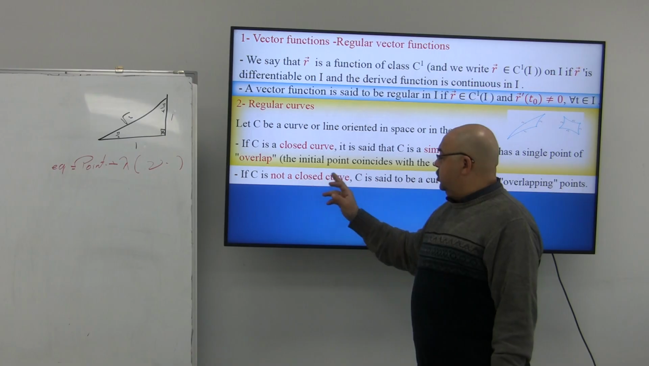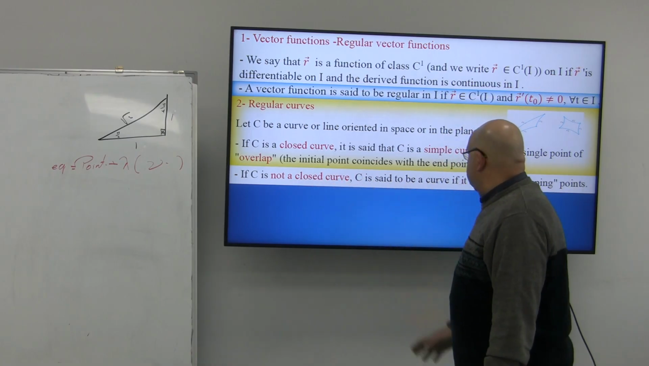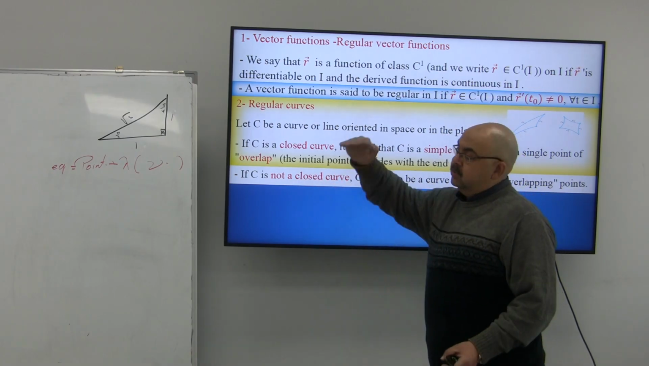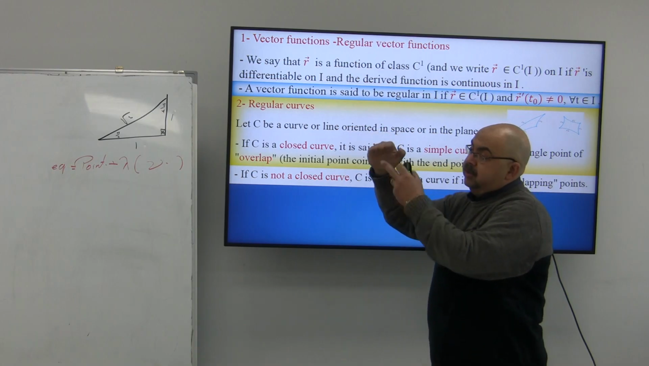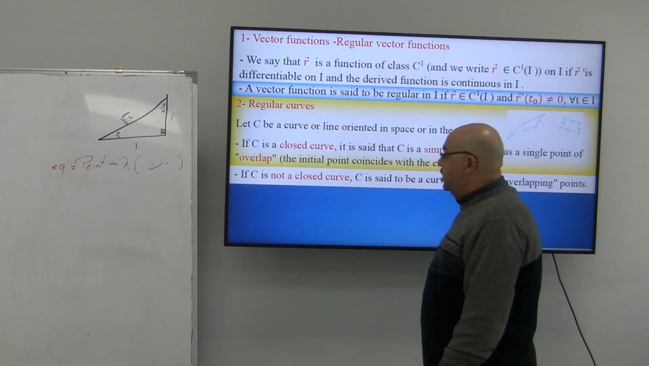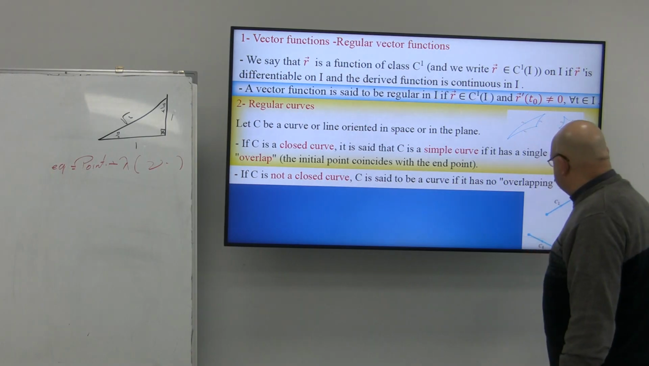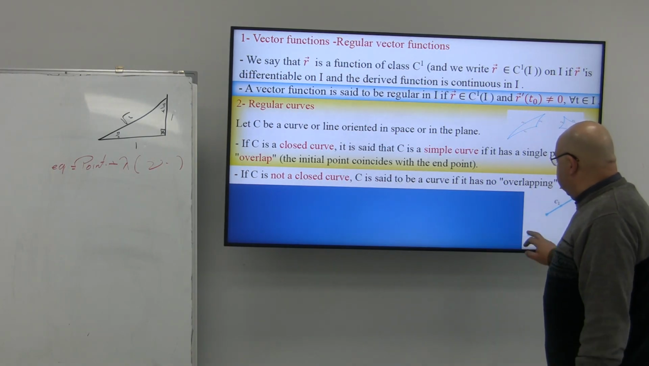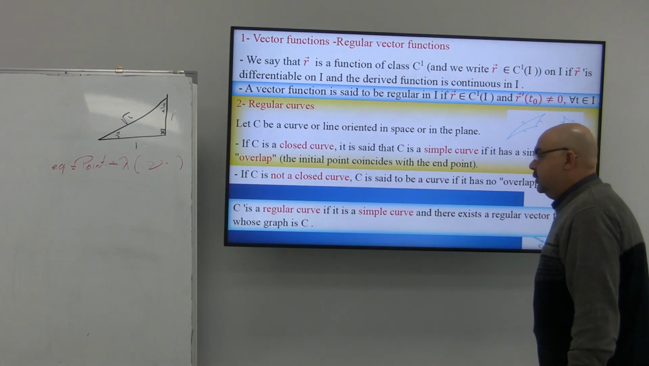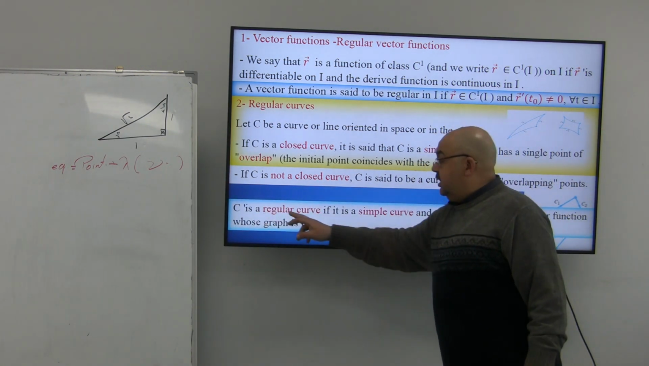If C is not a closed curve, C is said to be an open curve, and it doesn't have an overlap. So something like this: this is the initial point and this is the end point. They are not coinciding with each other. Like this one, C1, C2, C3, and C4. This is the beginning and this is the end, and they are not connected. C is a regular curve.